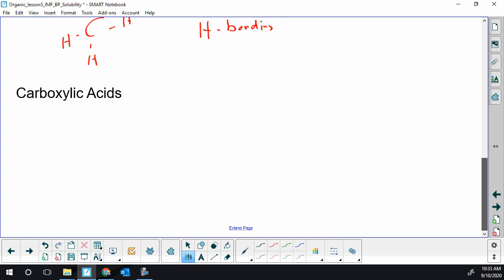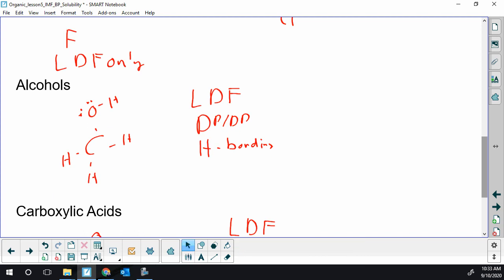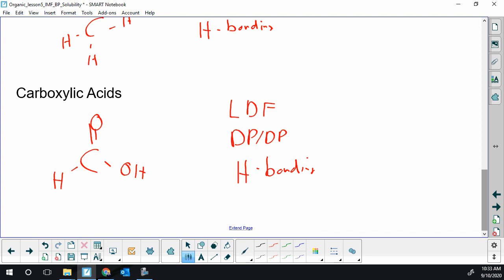Last, carboxylic acids, and one reason they're last is they have the most forces. So that's the simplest carboxylic acid, just one carbon. Methanoic acid. They have London dispersion forces. They have dipole. They have hydrogen bonding, because you've got this hydroxyl group, but you also have this highly polar carbonyl group. So that's carbon with YL added at the end.